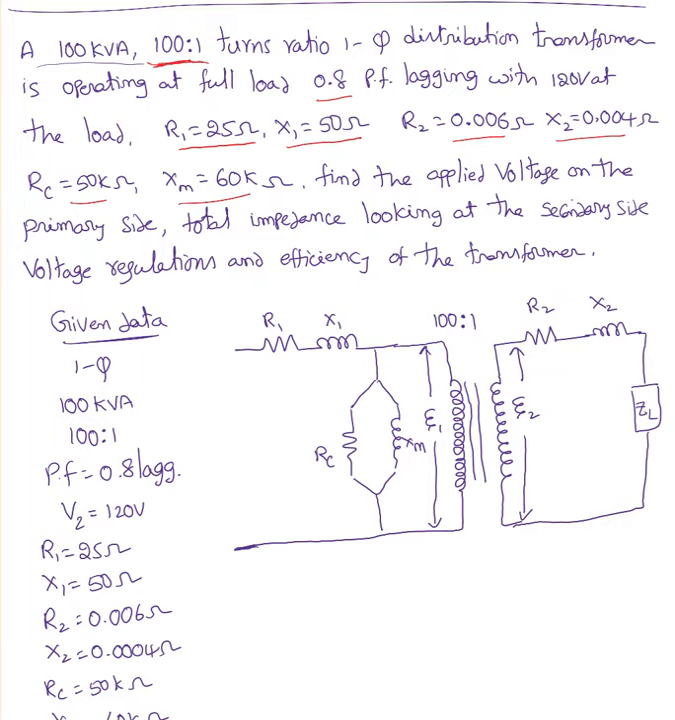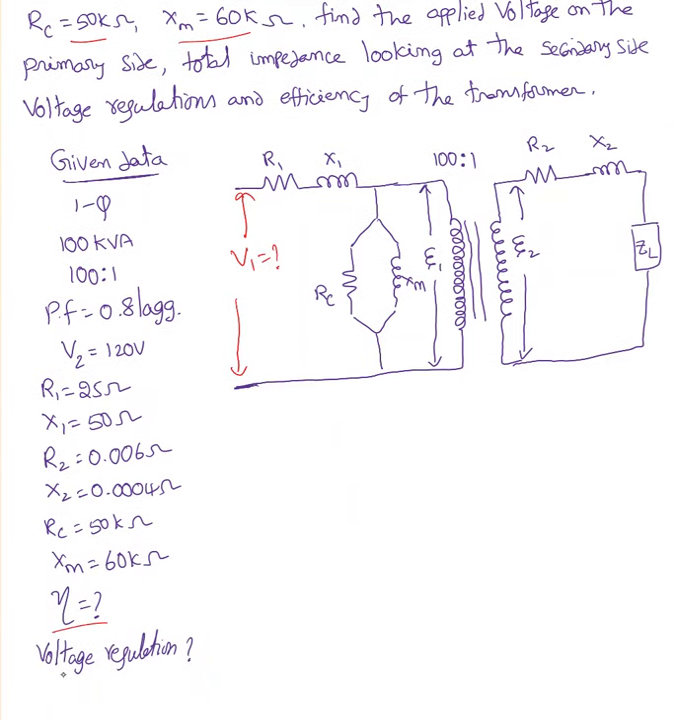XM represents the leakage reactance. Okay, find the applied voltage on the primary side, total impedance looking at the secondary side, voltage regulation and efficiency of the transformer. So he's asking to draw the equivalent circuit after transferring the entire primary side into the secondary side. He's also asking what the supply voltage V1 is right here. Find V1, and also find the efficiency and voltage regulation, three of those quantities.